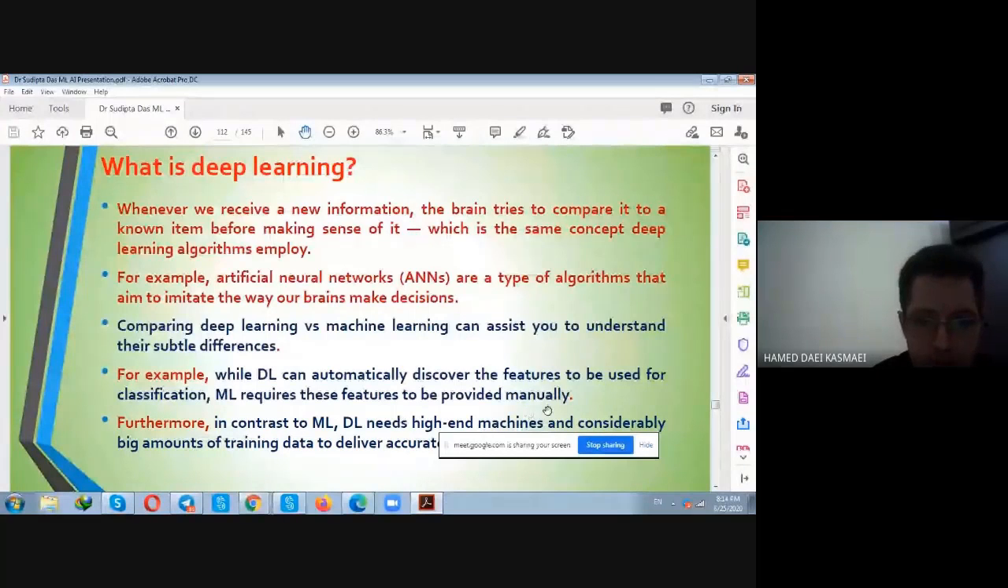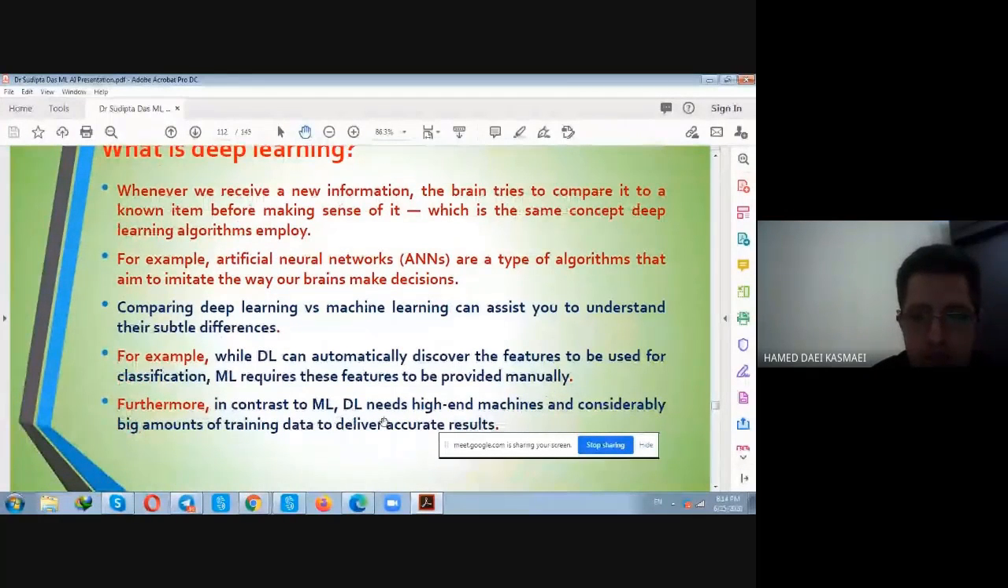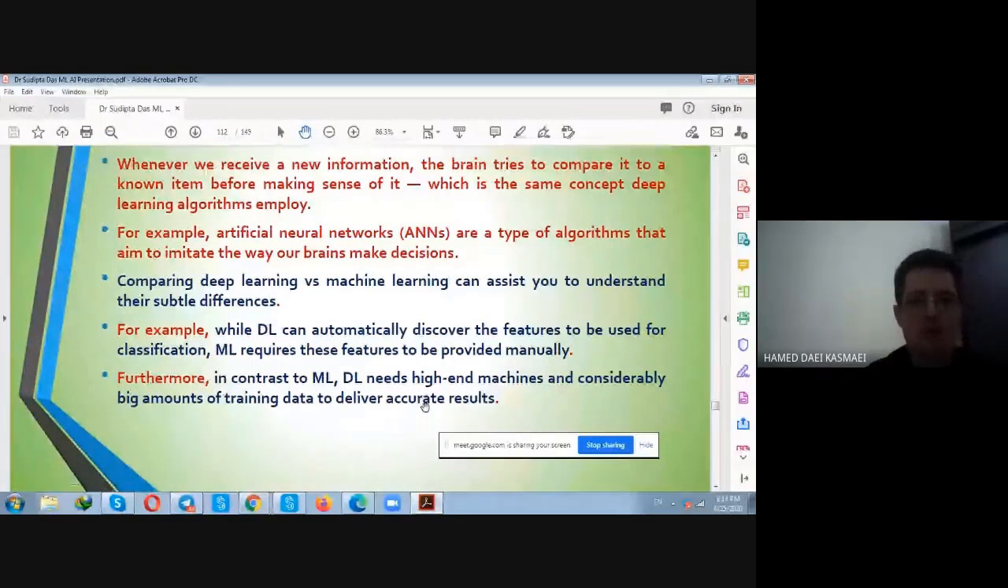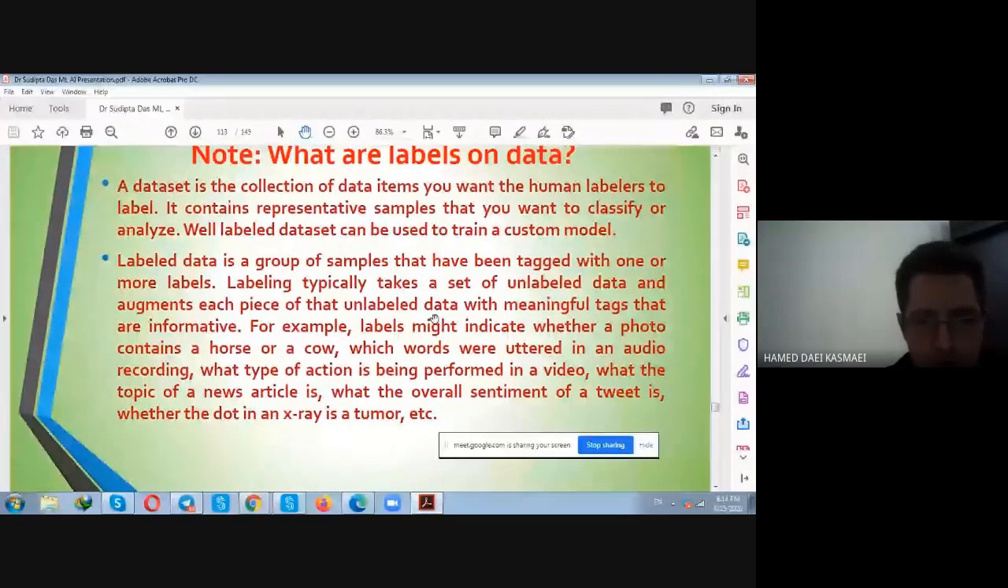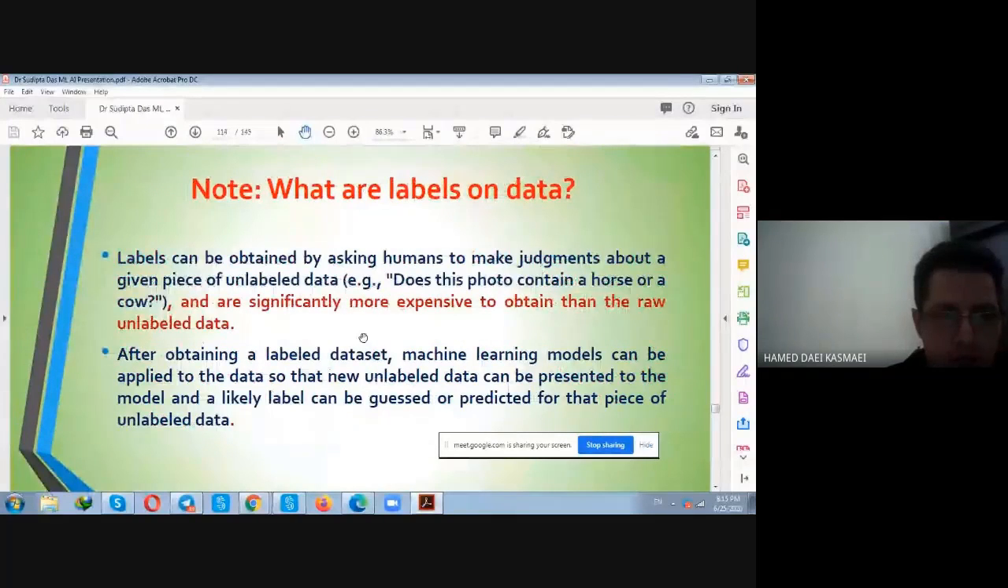Furthermore, in contrast to ML, DL needs high-end machines and considerably big amounts of training data to deliver accurate results. So again, for a data set, we have talked about the labels of the data set; that is a human task, and it's very time-taking. For example, about the X-ray, about sentiment analysis of tweets, or about the video, everything. So we have talked about this. We will put it aside, and I will go further.